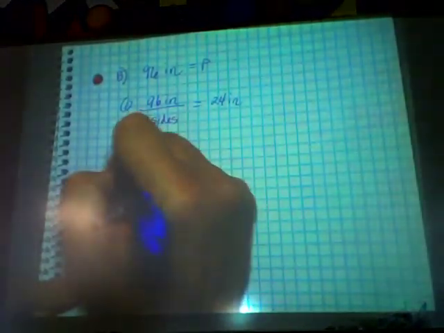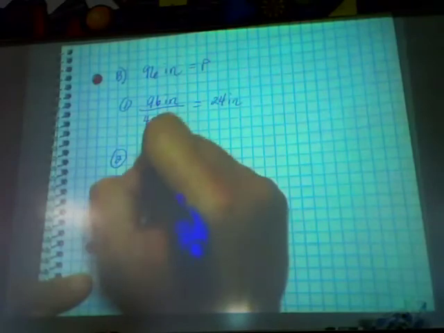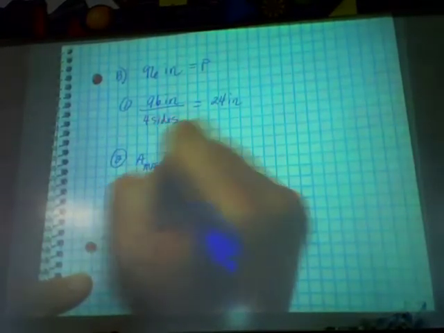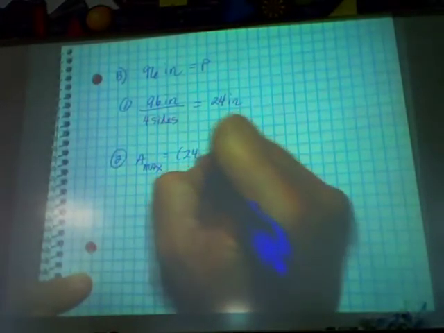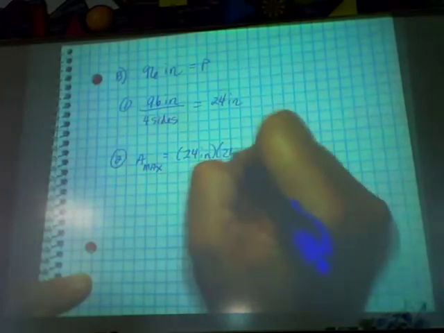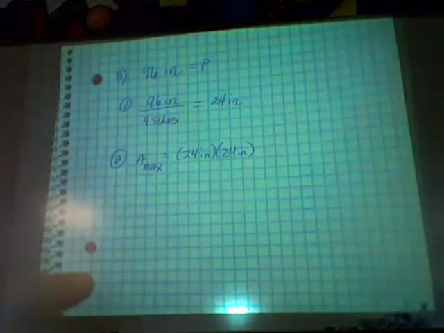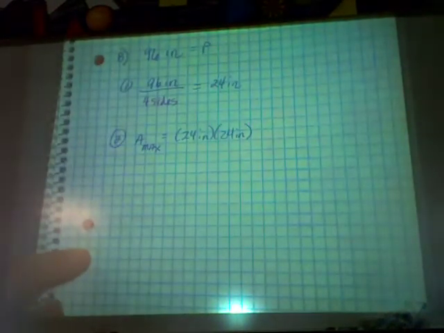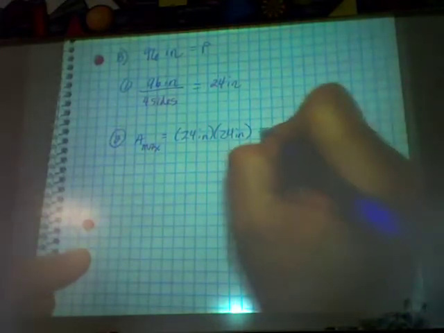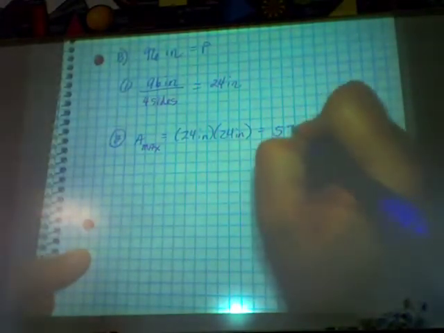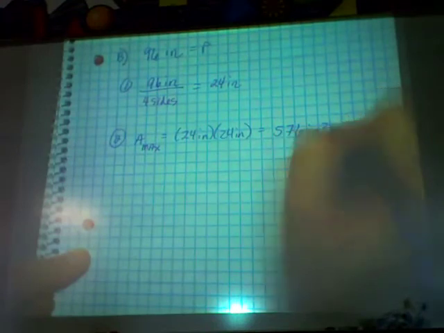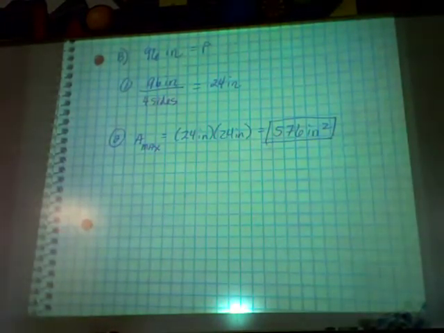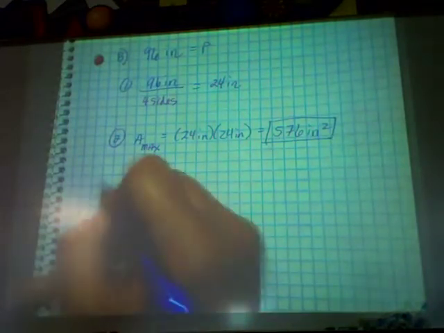And then the second step, you're going to take for your area, your maximum area, 24 inches times 24 inches. So that was a big multiplication, right? What'd you get when you multiplied that out? 576 inches squared is what you should have gotten when you multiplied it out. Does anybody need me to multiply that out for you? Okay.